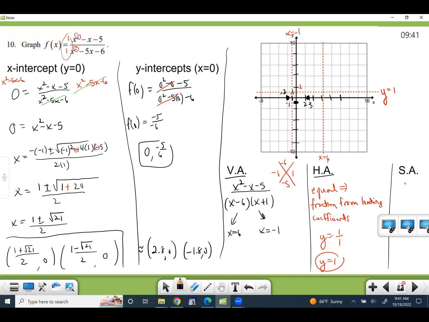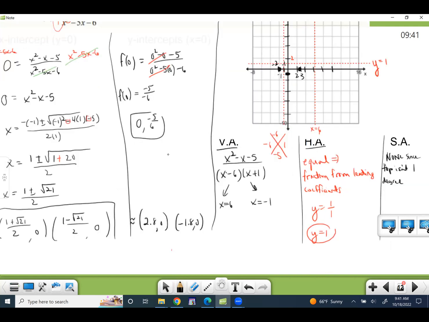All right. So none, since top isn't 1 degree higher. Guess we'll just have to do this.